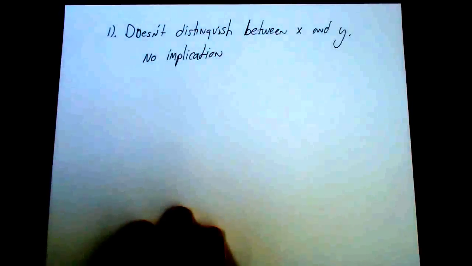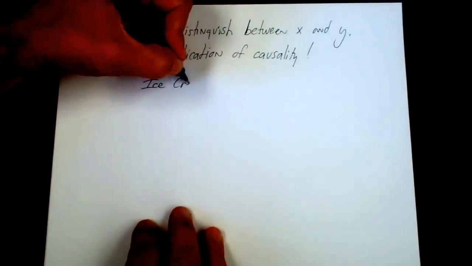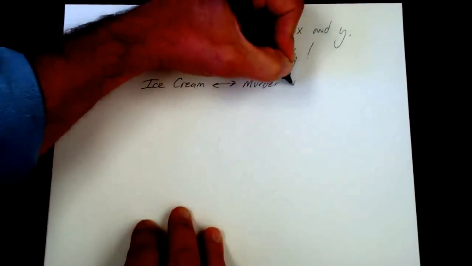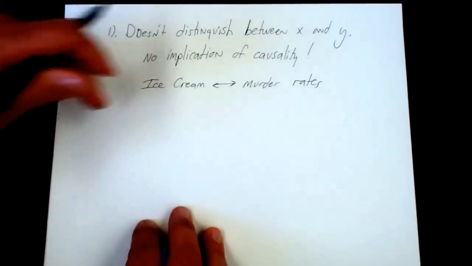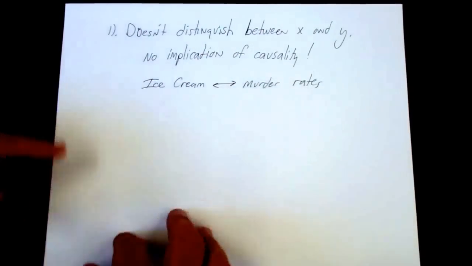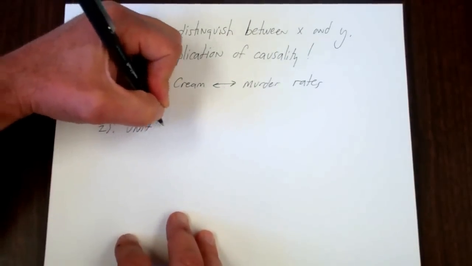A lot of times what we do in statistics is we try to say, does X cause Y or does Y cause X? And this measure does not imply either. So, for example, we have the famous example of ice cream and murder rates. Ice cream and murder rates are correlated, but we don't know if ice cream causes murder or murder causes ice cream or the reverse.